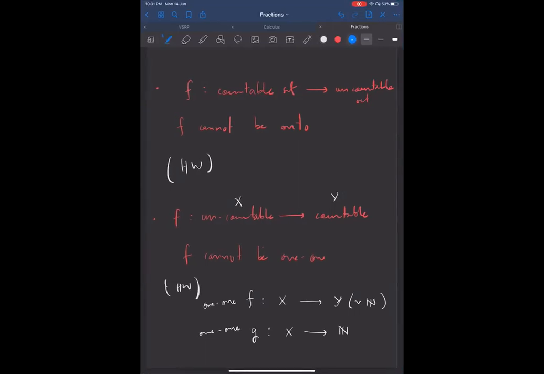From this step, can we go to this step? Now think, this is a smaller homework or maybe a class thing. We have a 1-1 function from X to Y, where Y is countable. Now we want to get a function g, which is 1-1, from X to N directly, removing Y. How to get that?